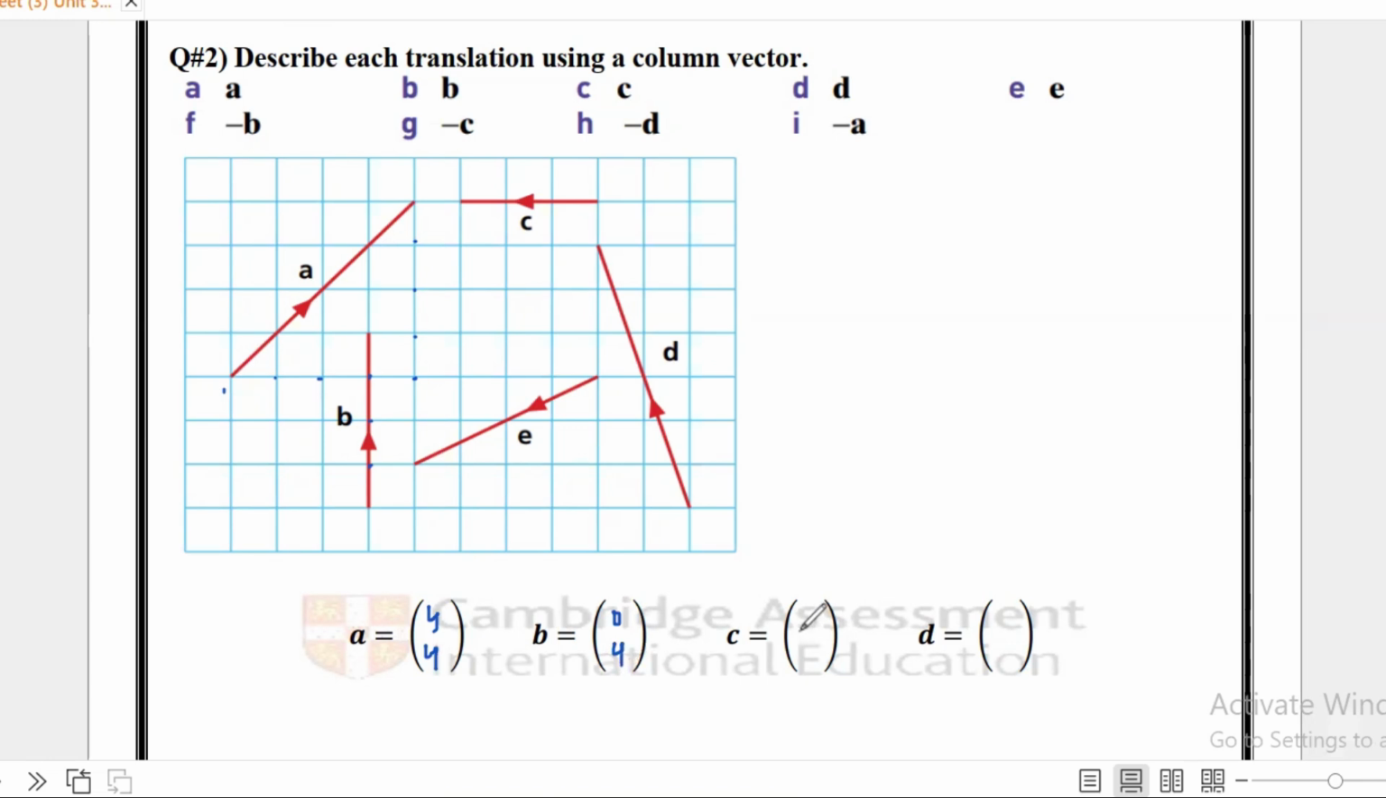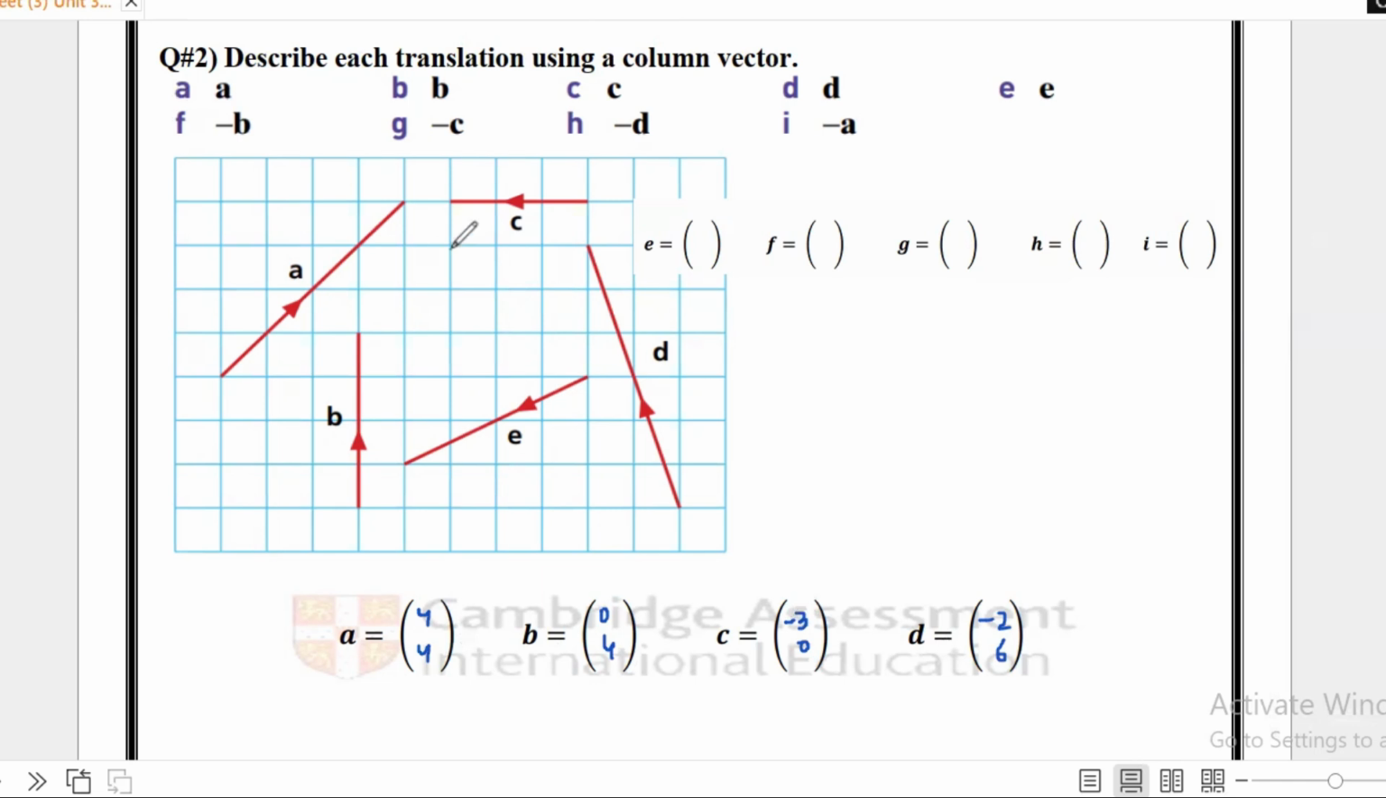C vector is 1, 2, 3 units left, so negative 3, and there is no up or down, that means y is 0. And D is 1, 2 units left and 1, 2, 3, 4, 5, 6 up, so (-2, 6). Yes, we have the next ones: E, F, G, H and I. If we check E, here we have how many units left? 1, 2, 3, 4 and 2 units down. So 4 units left, that means minus 4, and 2 units down, so minus 2.